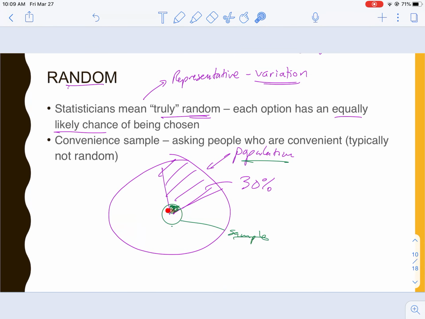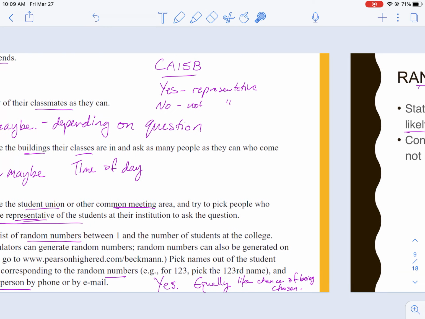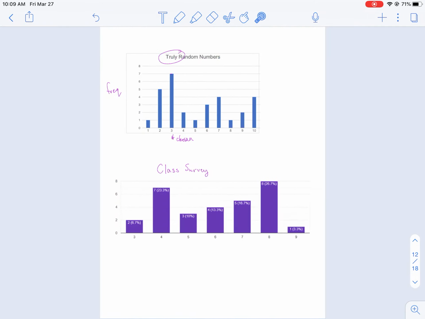Now, getting a truly random sample in real life is challenging. It requires a list of everyone. So you can imagine, like, at election time, how do you get a list of everyone in the state or everyone in the country? That's really hard to do. So they have to rely on other sampling techniques, which we aren't going to get into in this class. The main takeaway is that we're going to choose random samples.